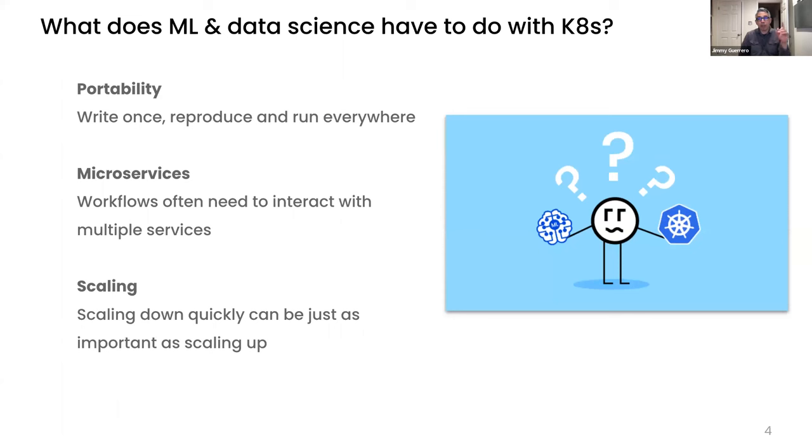What is Kubeflow? But before we answer that question, let's answer the probably more pertinent question, which is going to be, what does machine learning and data science have to do with Kubernetes anyway, right? It's kind of the whole premise for Kubeflow, but why don't we just do data science on our laptops? Why don't we just do it on VMs? Why don't we just do it on instances in the cloud? Why overcomplicate things with bringing Kubernetes into the mix? Well, there's three really good reasons why you should consider running your machine learning workloads on Kubernetes.